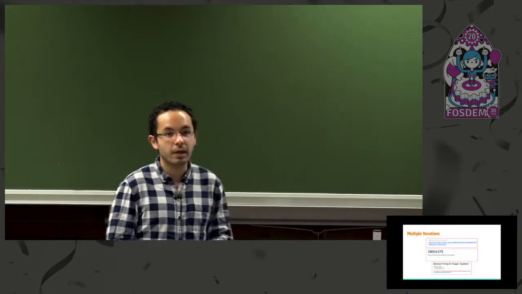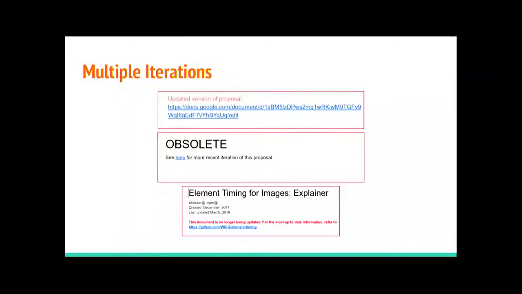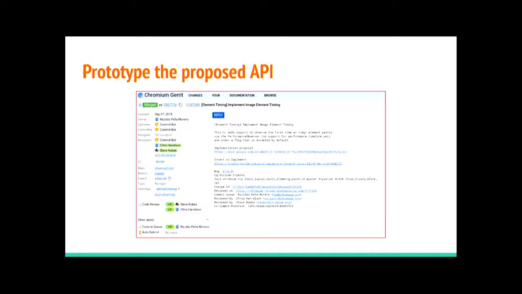As you can see for element timing, we did quite a few iterations. So the first is the original proposal, and then it links to the updated version. And then you click on that, then there's another proposal which says obsolete. And now it has a link to the updated version. So you click on that, oh, it has been moved to WICG. And then finally that link will take you to the actual current explainer. So we have multiple iterations because like I said, socializing the proposal, the idea is to make changes based on feedback.